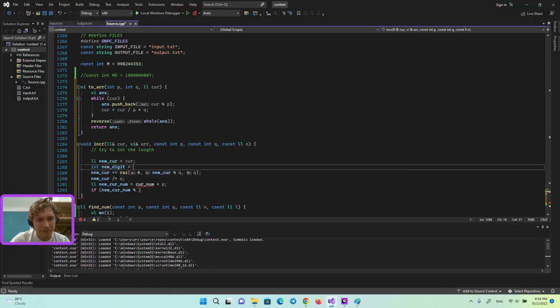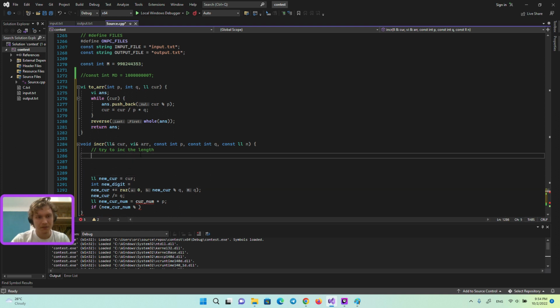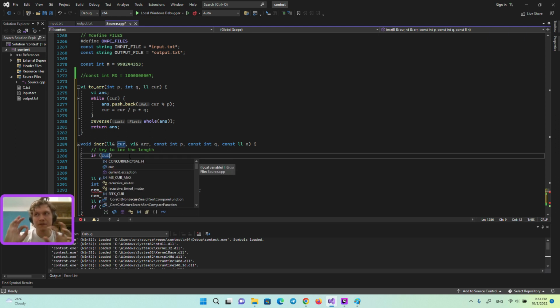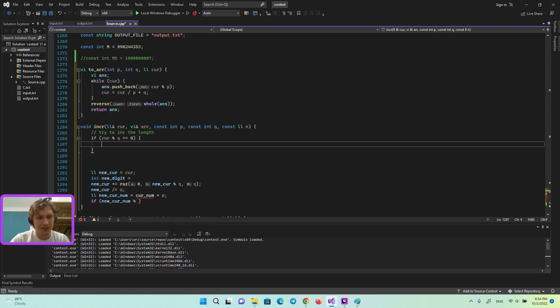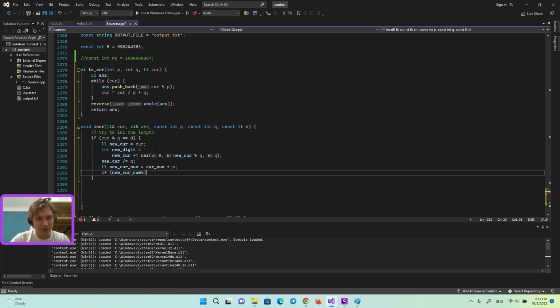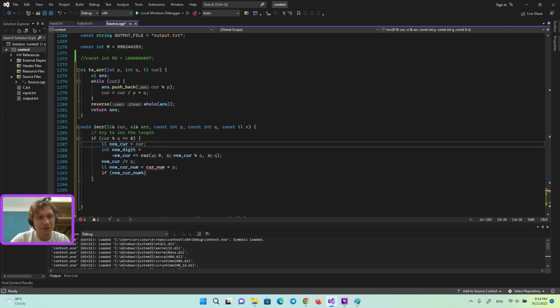So here, what do I do? First of all, I try to add a zero. So if car, first of all, if I want to add zero, then car should be divisible by q. Then I can try it, and I do it. So I say that ll new car equals car. I don't need a new digit. That's it. A new car.